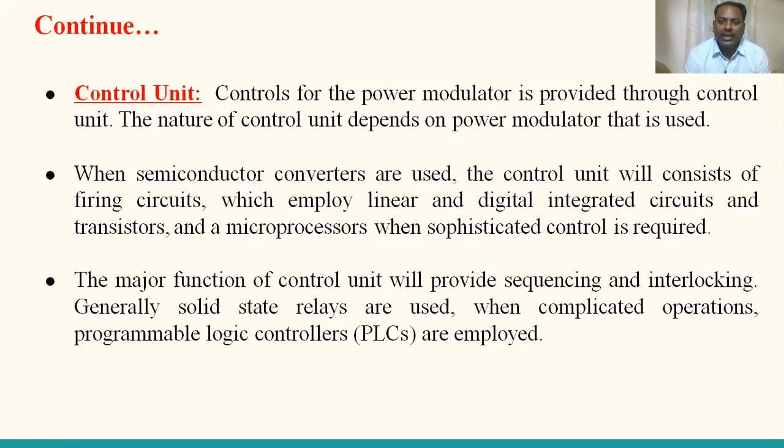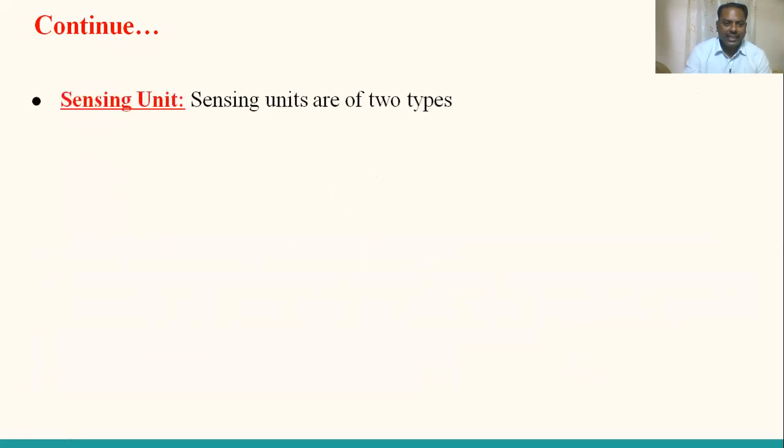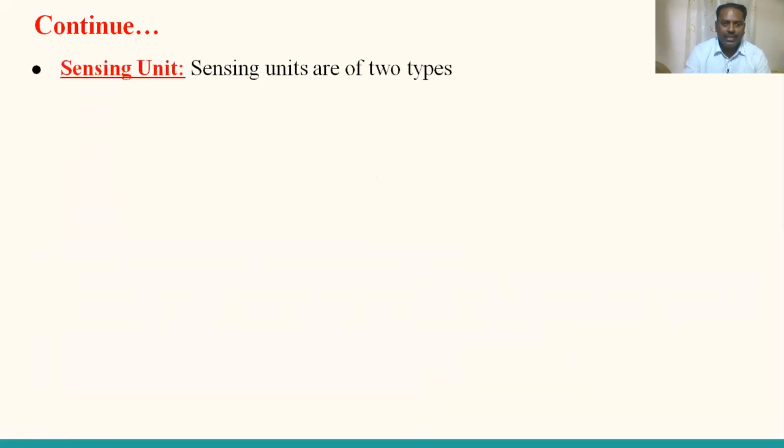For complicated operations, PLCs, programmable logic controllers, are employed for the sequencing of the pulses. So that is the control unit in the parts of an electrical drive. And the last one is the sensing unit. What is the sensing unit? Sensing units are required particularly when closed loop operations are to be carried out.